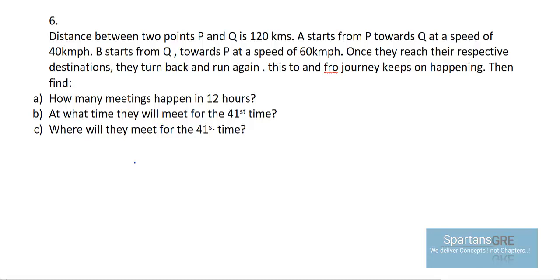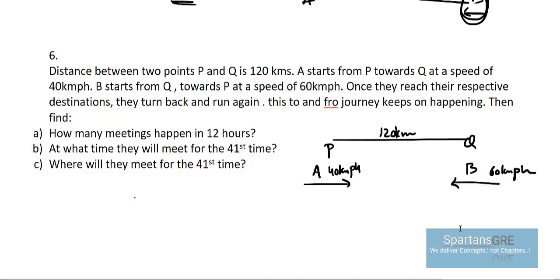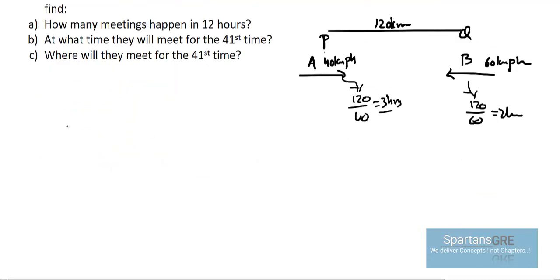So let's answer your first one. Distance between 2 points P and Q, this P and this Q, this is 120 kilometers. A starts from P and travels towards Q at a speed of 40 kilometers per hour, and B starts from Q and goes towards P and its speed is 60 kilometers per hour, right? Now, how many meetings happen in 12 hours? To solve this question, first I will explain using a timeline diagram. Then we will see how to solve this even better. I will draw the timeline diagram here.